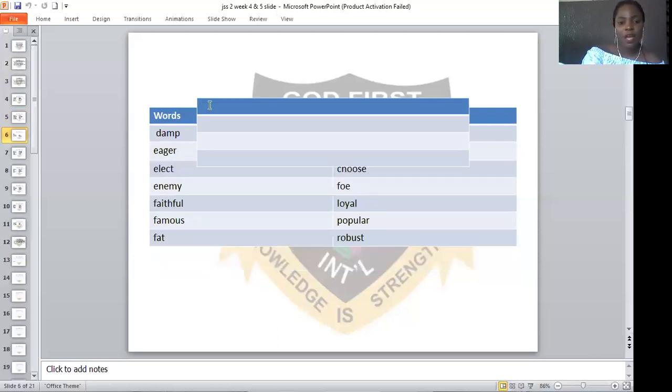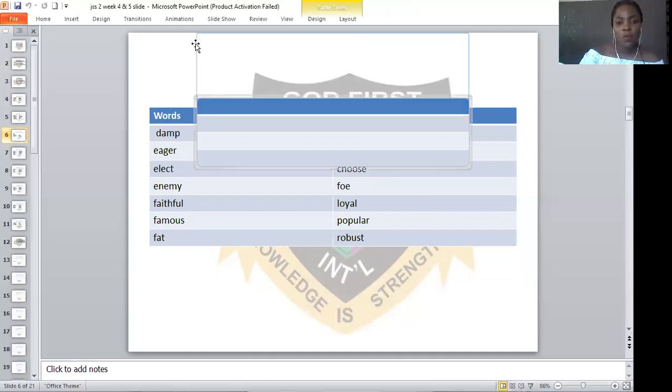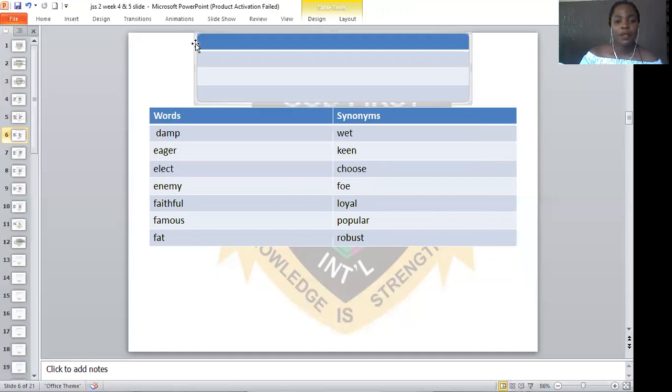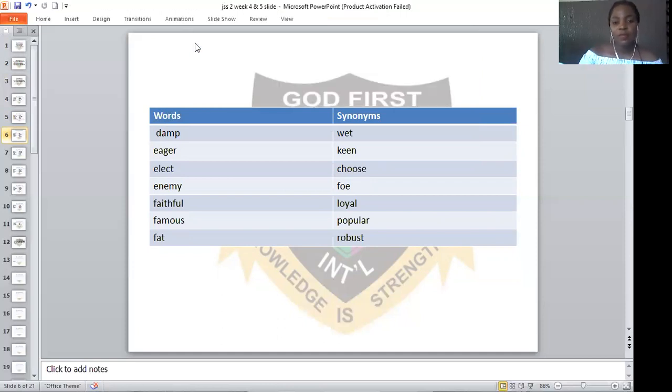Damp. Our next word here is damp. What does damp mean? Wet. Eager. What is the meaning of eager? Eager means keen, like I'm eager to do something. I'm keen on doing something. The next word is elect. Like we elect our president, governors, or senate. So elect means to choose. When you elect someone, you choose the person. Enemy. The synonym for enemy is foe.